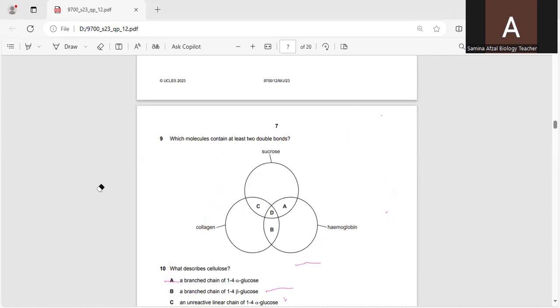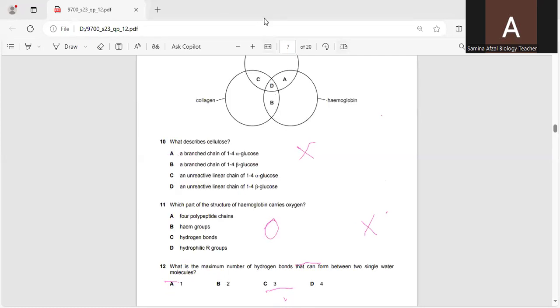Which molecule contains at least double bonds? And here there is sucrose, hemoglobin, no. Only collagen is the one which contains them, so B is the correct option. Now I would like to move towards question number 10. And what is question number 10? Which describes cellulose?